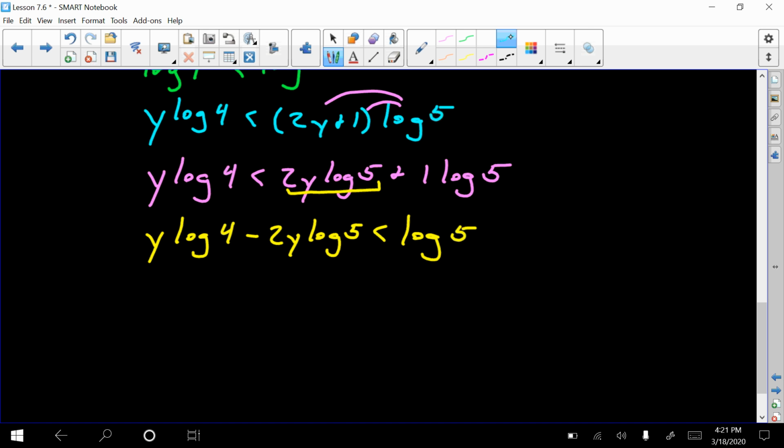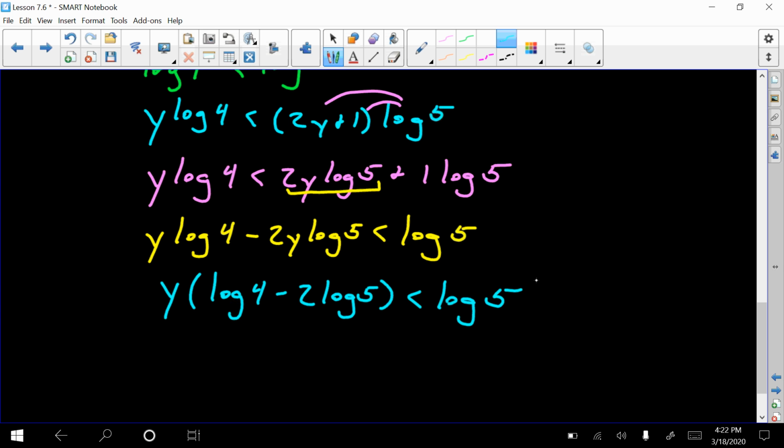Okay, then I see that in both of these terms, there's a y. So to get rid of it, I'm going to factor it out. When I factor out a y, I'm left with log of 4 minus 2 log of 5 being less than log of 5.